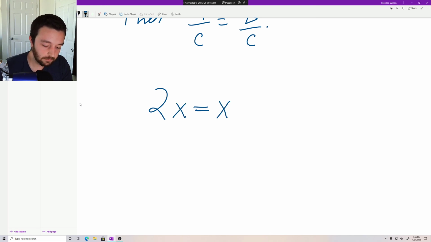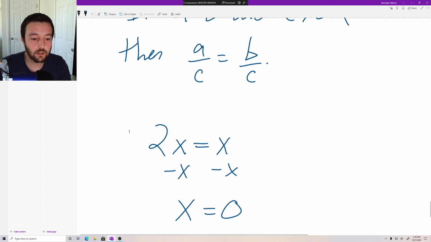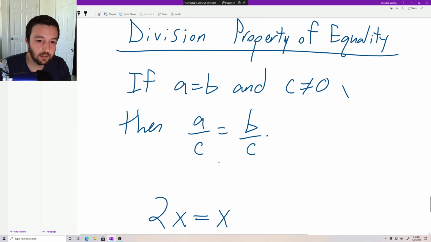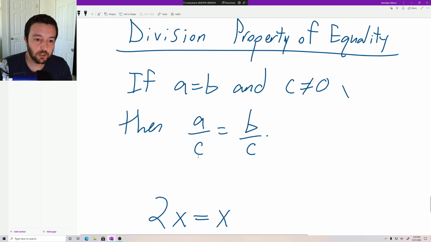Okay. The proper way to do this would actually be to subtract x from both sides. Here we can combine like terms. 2x minus 1x is 1x. Here we get 0, so we get x equals 0. So don't worry if you're not following this too much, because we haven't done equations with variables on both sides yet. That's not till a later chapter. But this is how it would work.